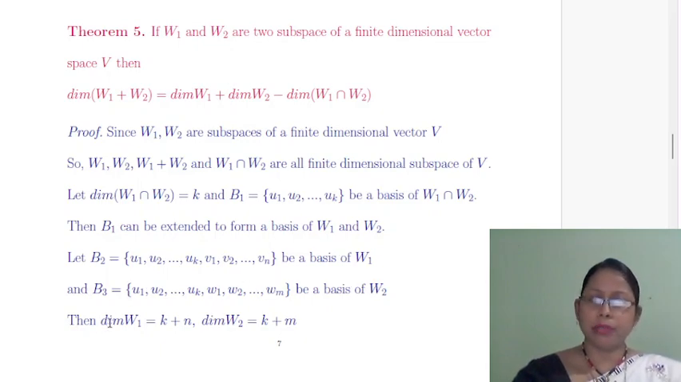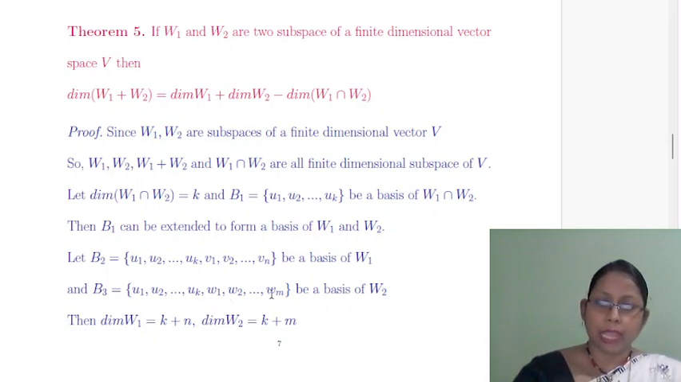Then the dimension of W1 will be the number of elements in B2. Here the number of elements is K u's and N p's, so the dimension of W1 will be K plus N. The dimension of W2 will be K plus M, as there are K u's and M w's. The dimension of W1 intersection W2 will be K, as there are K u's.